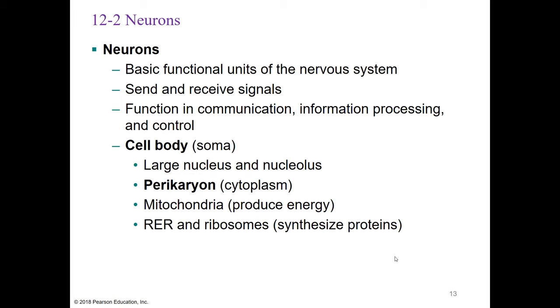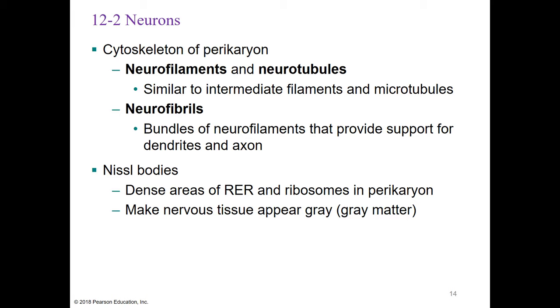mitochondria, which produce energy for the neuron, and then we've also got RuffER and ribosomes. If you remember back to chapter 3, those guys make protein. So in the perikaryon, which remember is our cytoplasm of the cell body, we're going to have some protein fibers called neurofilaments, neurotubules, and neurofibrils. These guys are going to give the cell body support and structure so that it can actually stand up. We also note what are called Nissl bodies, and Nissl bodies are very dense areas of RuffER and ribosomes in the perikaryon. This can make the neuron appear gray, which is sometimes referred to as gray matter.